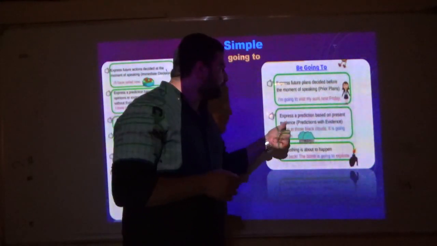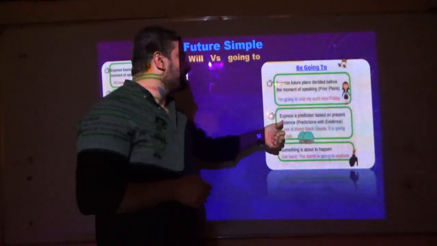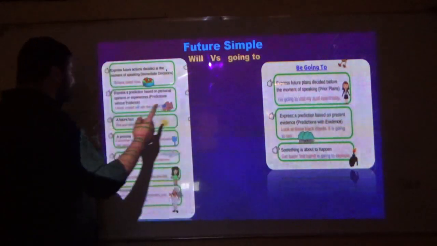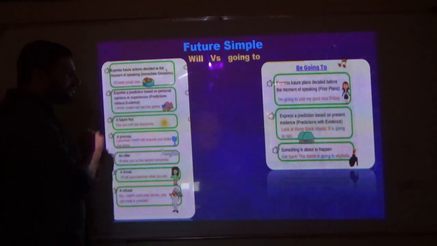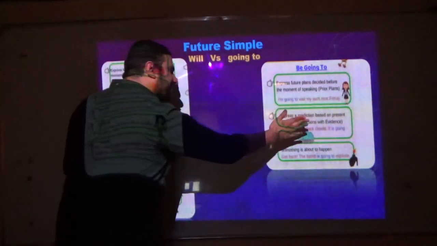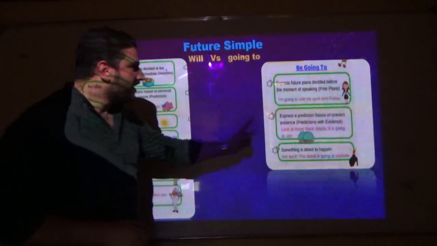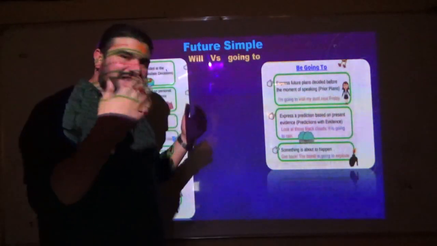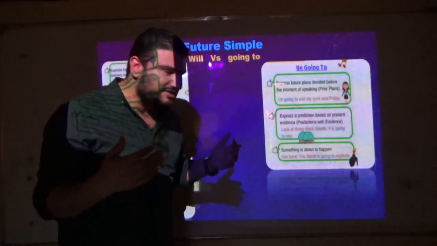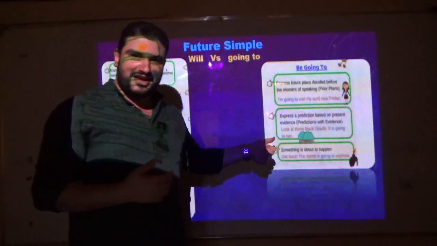After that, to express a prediction based on present evidence. And compare it again to the usage of will, where we said prediction without evidence, use will. If you have the evidence, use going to. Look at this one. Look at those black clouds. So we have black clouds. So it means this evidence takes us to using going to. It is going to rain.